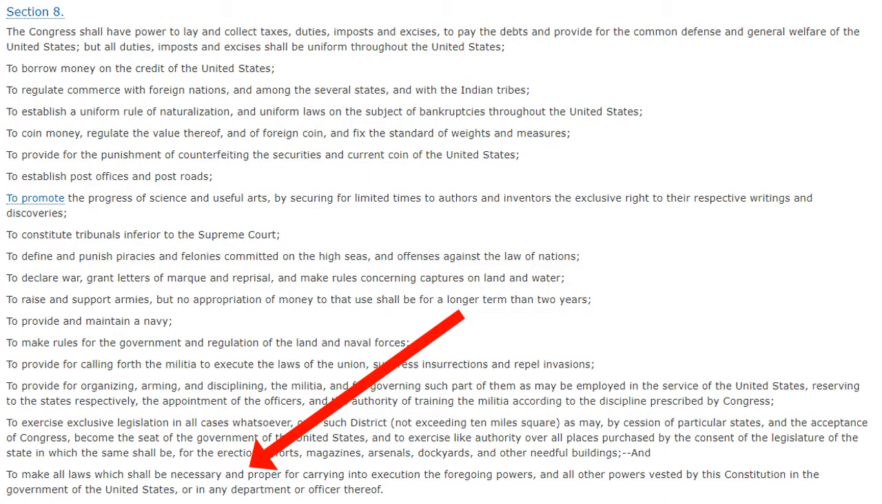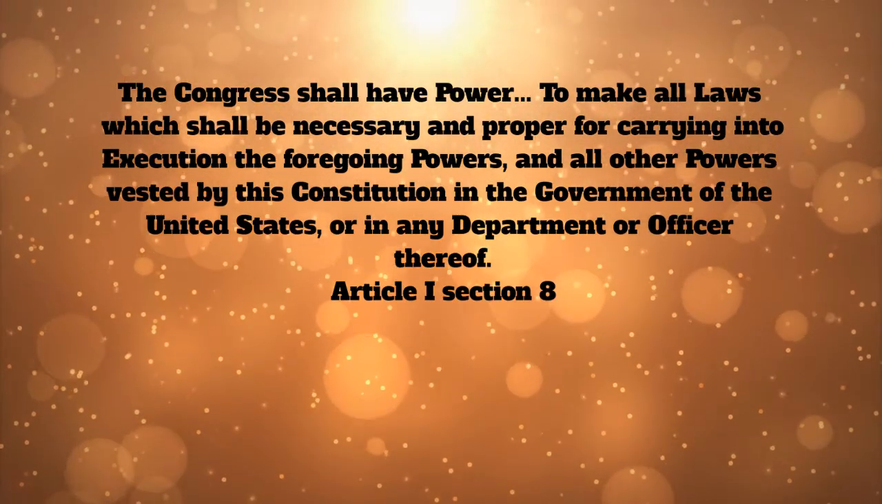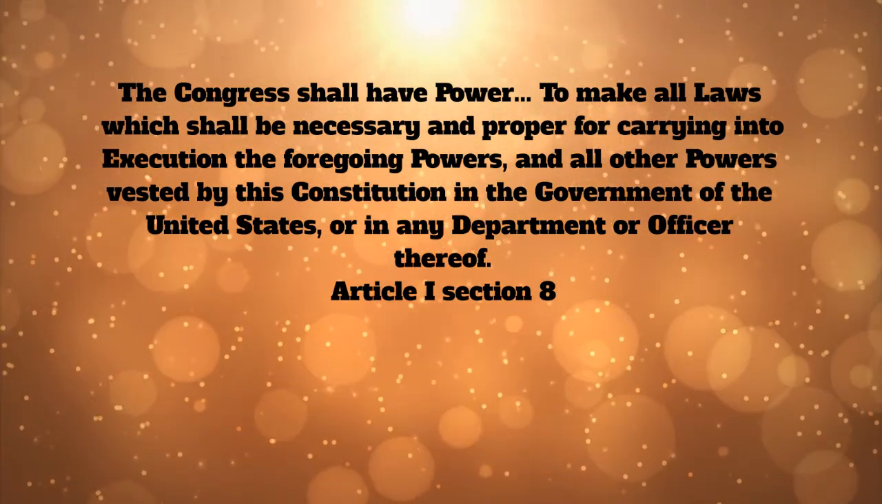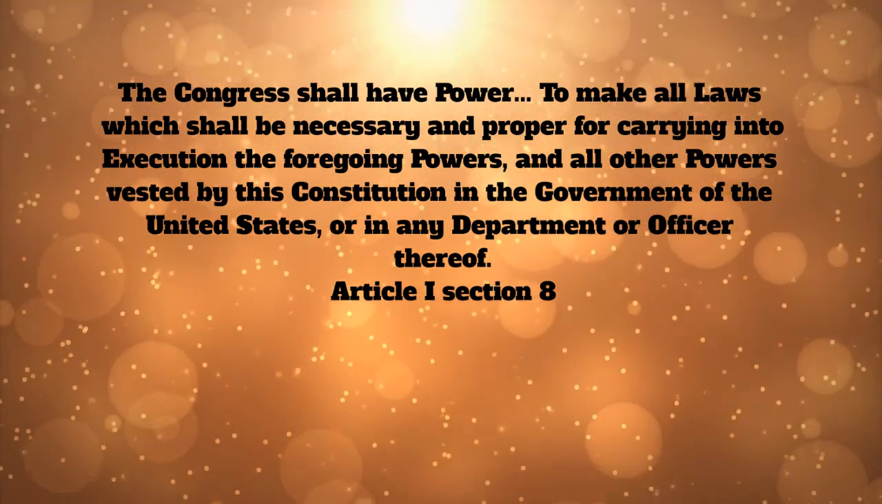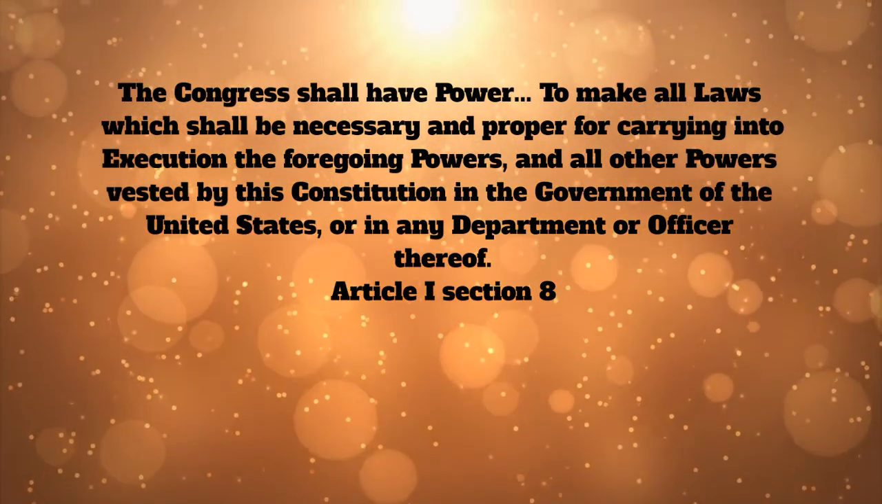So everything you see listed here are enumerated powers of Congress, except for that very last line down there at the bottom. That last part says, the Congress shall have power to make all laws which shall be necessary and proper for carrying into execution the foregoing powers and all other powers vested by this Constitution in the government of the United States or in any department or officer thereof.